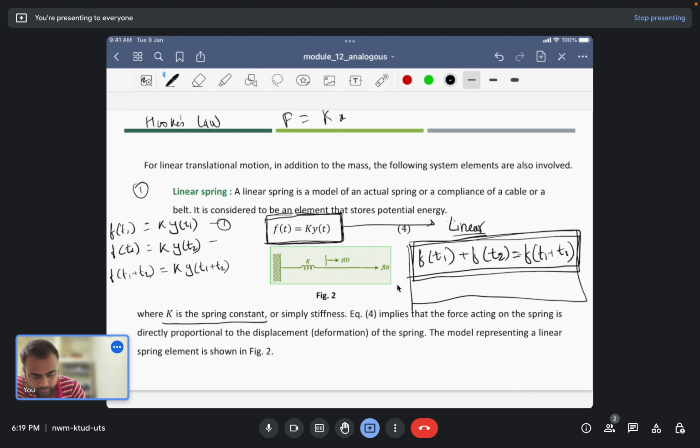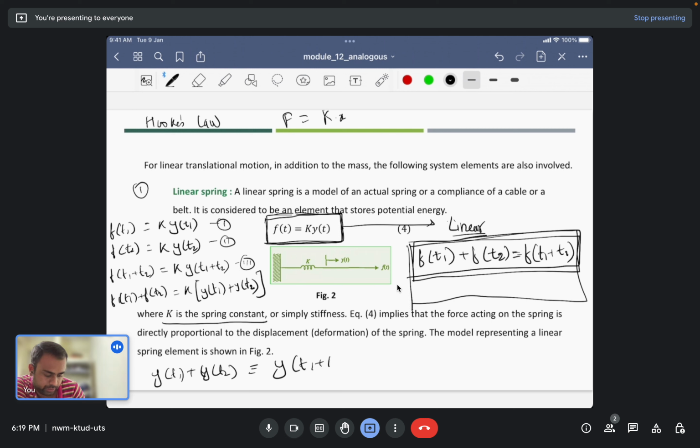Let us say these are 1, 2 and 3. Adding 1 and 2, we get f of t1 plus f of t2 is equal to k times y of t1 plus y of t2. And so y of t1 plus y of t2 has to be equal to y of t1 plus t2. Why? Because this y is a displacement term. Displacement is always the shortest path.